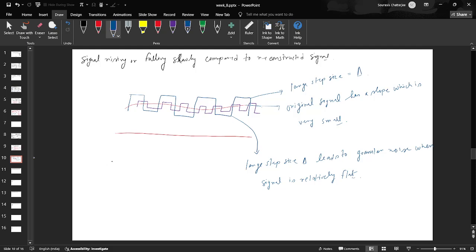So this large delta leads to large error between the original signal and its staircase approximation, and this phenomenon is nothing but called granular noise.